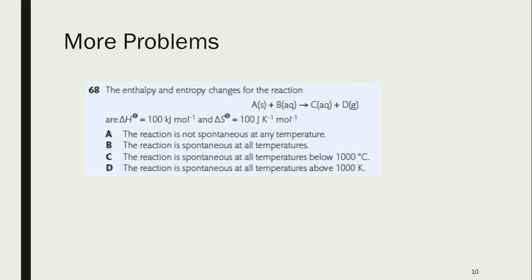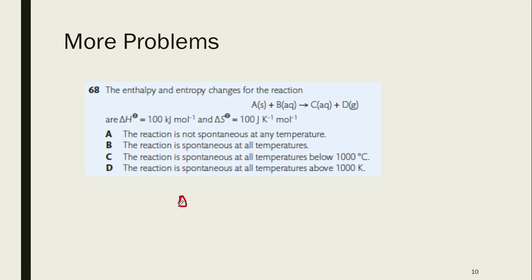Okay, let's do a couple of practice questions. Number 68 says the enthalpy and entropy changes for the reaction given below are delta H equals 100, delta S equals 100, and we have to figure out whether the reaction is spontaneous or not, and what kind of role the temperature plays. Okay, so let's take a look.